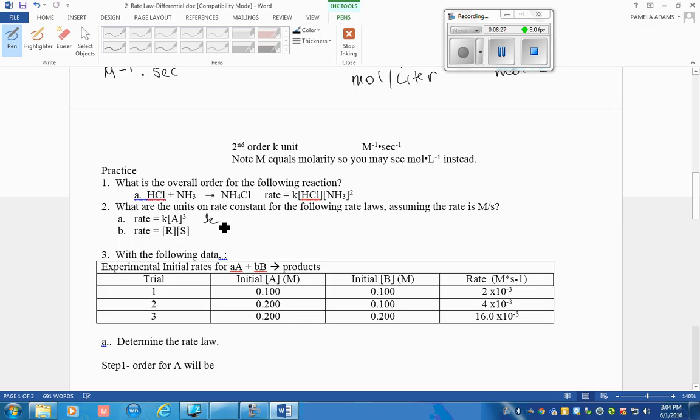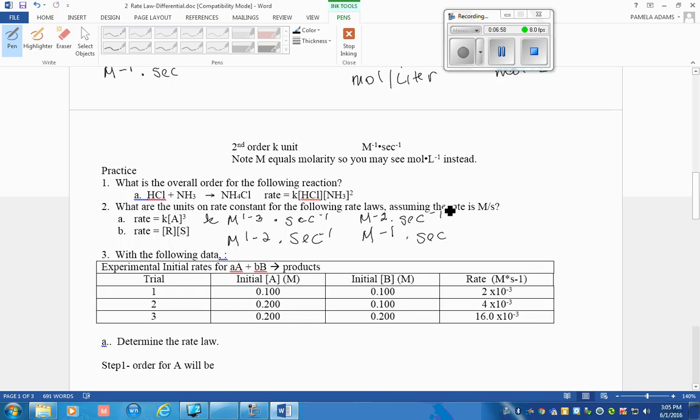The unit for this, if it were in molarity per second, would be M^(1 minus the overall order, 3) times seconds to the negative 1. That would be M to the negative 2 times second to the negative 1. The overall order here is 2. That would be M^(1 minus 2) times second to the negative 1. We would simplify that to this expression.